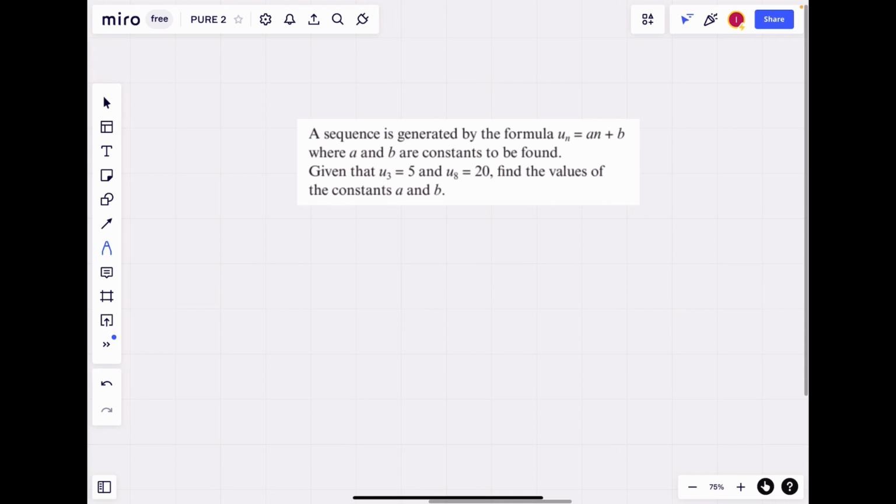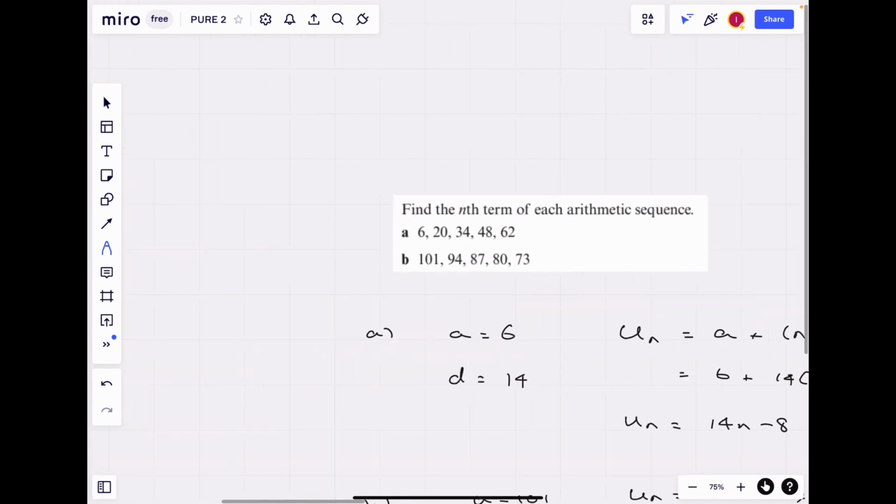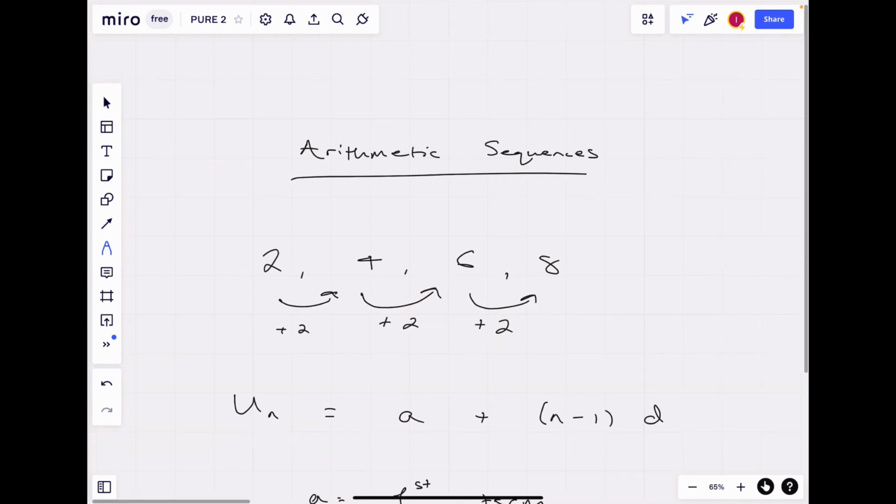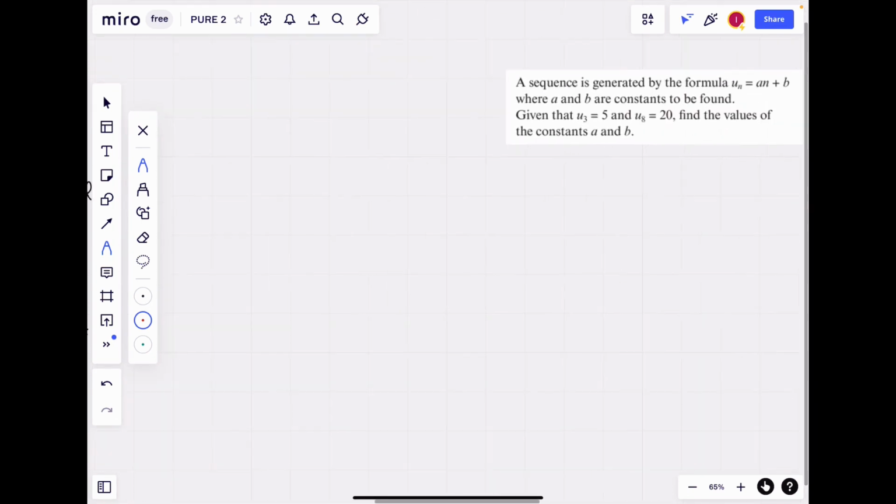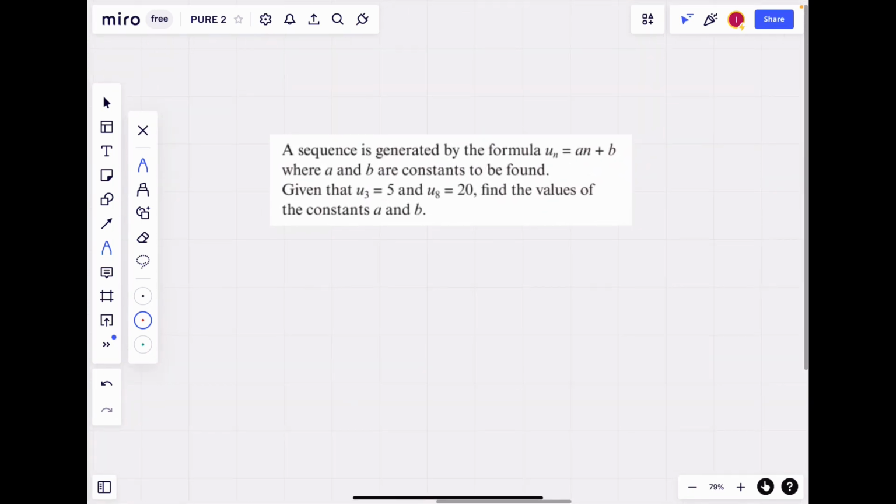Okay, so let's use the formula which they've given. u3 is the third term in the sequence. u8 would be the 8th term in the sequence. So if we take something like this, this would be u1, this would be u2, this would be u3, and so on and so forth, okay? So that's what that means. They said a sequence is generated by the formula un equals an plus b.